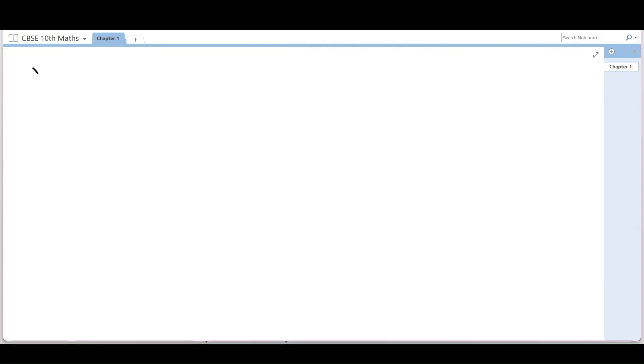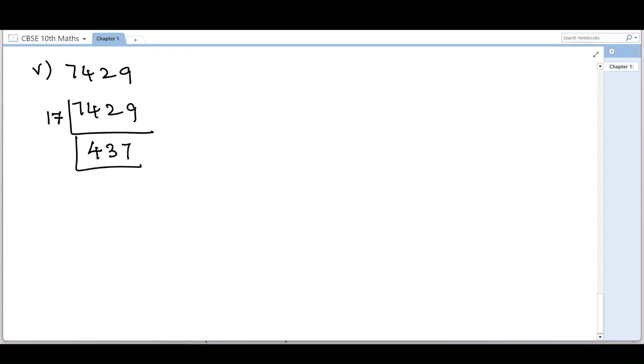Question number 5, 7429. After trial and error, I have estimated the value to be 17, and if I divide it by 17, I am resulted with the value 437, and again by dividing it by 19, I am resulted with the value 23. It's a quite tricky number, so it will take some time for you to identify the prime factors.